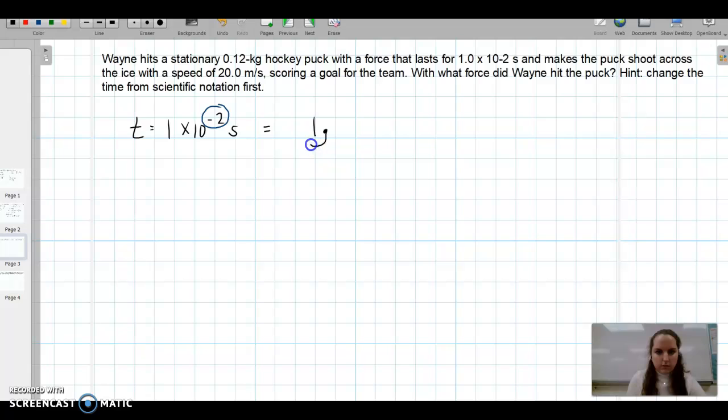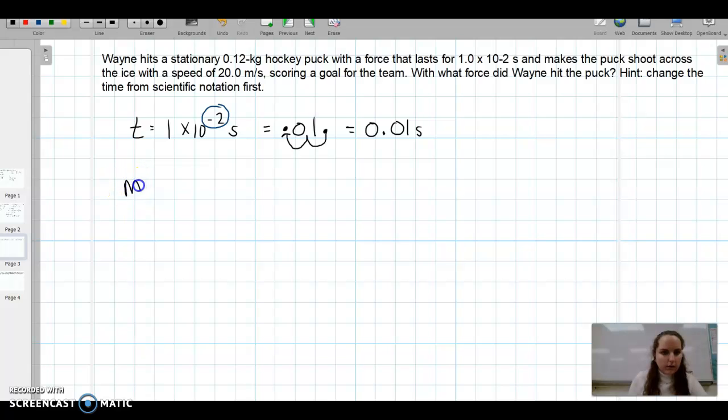So I'll go ahead and do that. 1, 2. My new decimal place is here. And I just have to add a 0 into the spaces. So this time that we're really given is 0.01 seconds. And this first 0 isn't really necessary. It just always helps me to never miss this decimal. Okay, so this is the time that we are given.